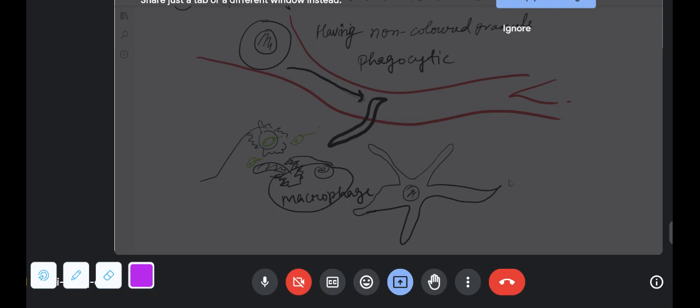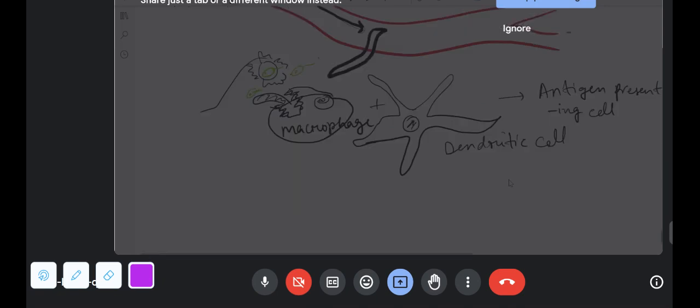So that is dendritic cells. And these are all antigen presenting cells. Macrophages and dendritic cells are both antigen presenting cells. Now, these monocytes are in the blood streaming form.